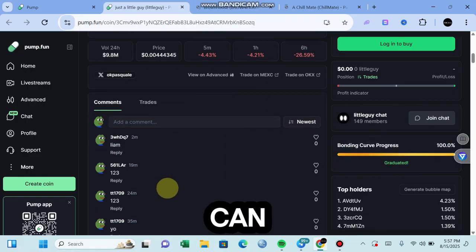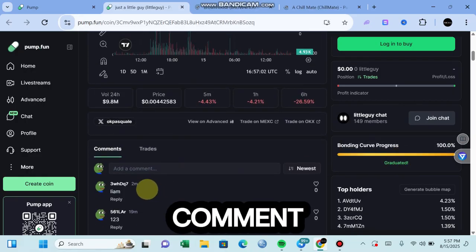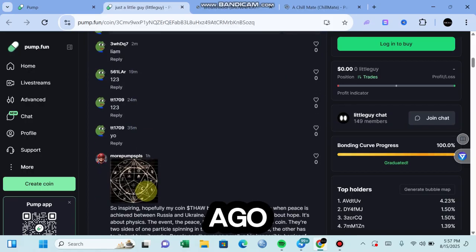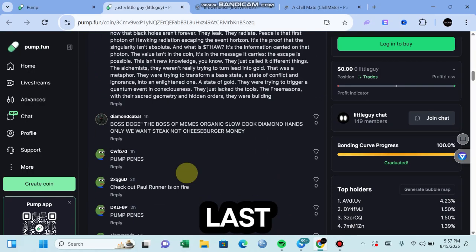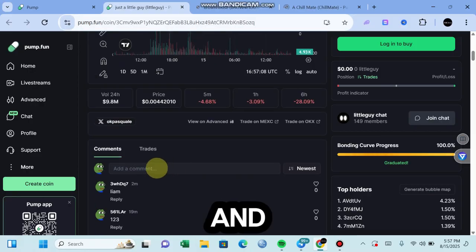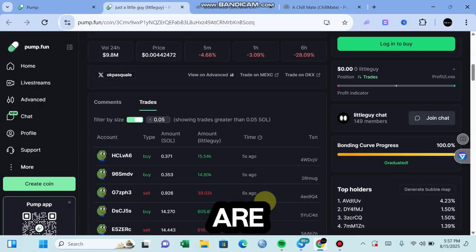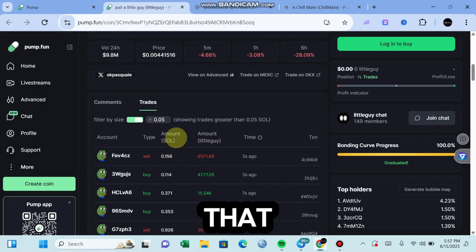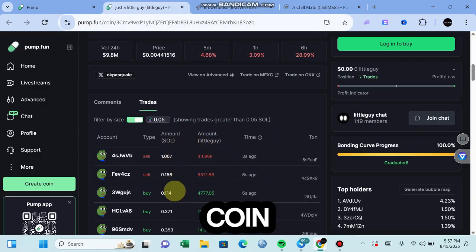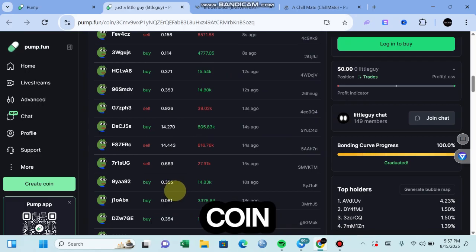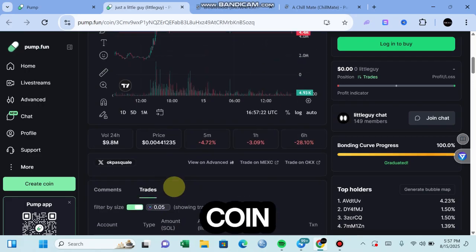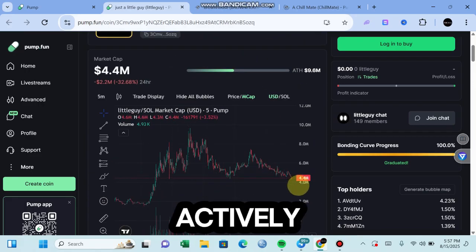So you can check the comments. The last comment was made about 2 minutes ago. Check it through to see if people are still actually buying it. There are more people who are currently buying and selling the coin. People are actually trading this particular coin. This is what you should look for. You look for a coin that people are actively trading.